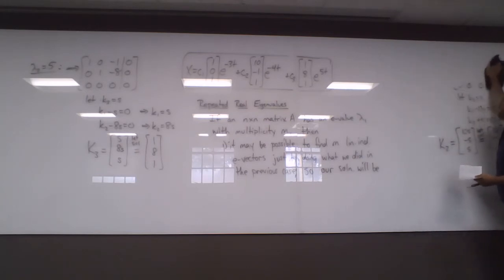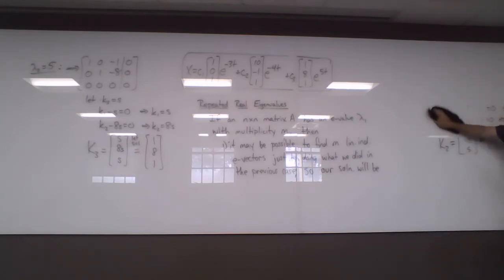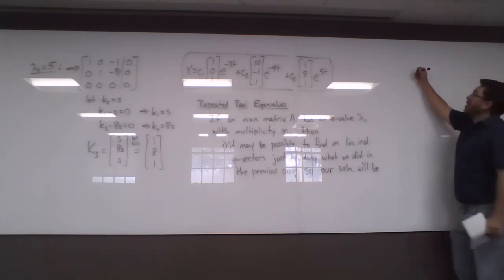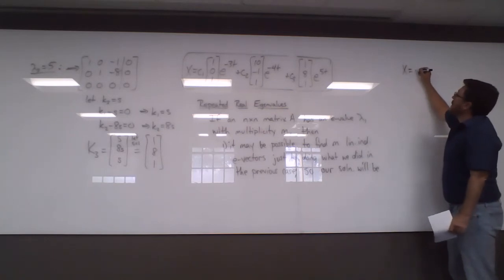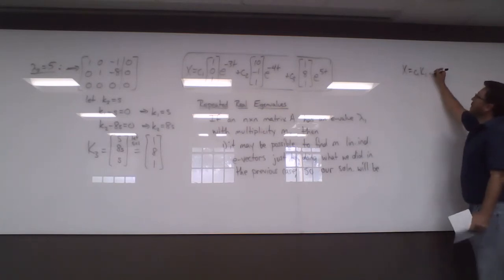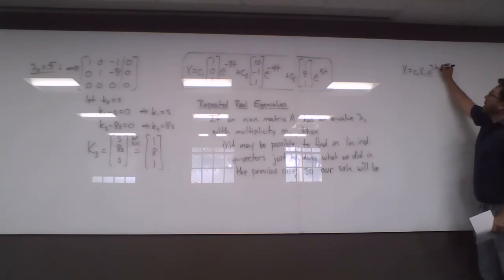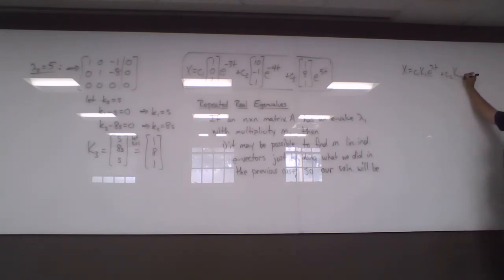Remember, we multiplied by a factor of t or t squared or something like that in the basic cases before to make it linearly independent. Well, I don't have to do that if my vectors are already linearly independent in this case. So the solution is just going to look like x equals c1 k1 e to the lambda 1t, plus c2 k2 e to the lambda 1t, and so on, however many of those we have, so cm km e to the lambda 1t.